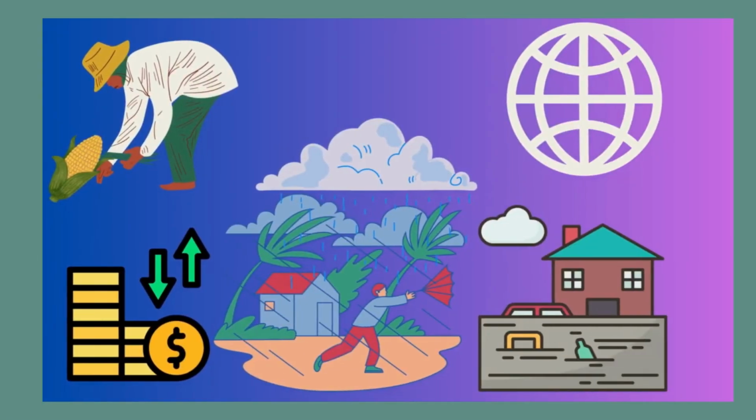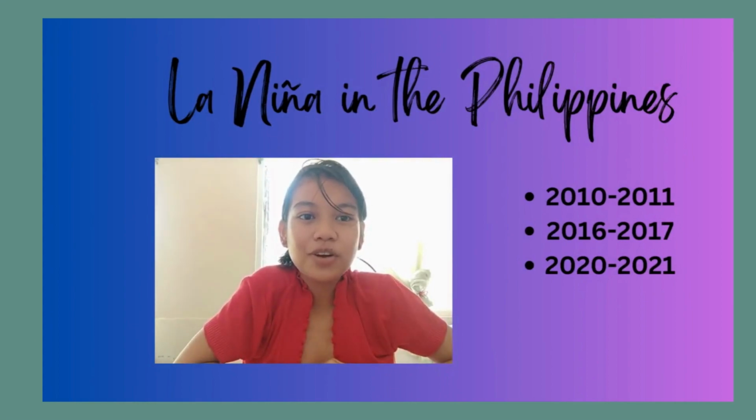The northern and central regions of the Philippines were particularly affected by the La Niña-induced rainfall. These weather disturbances caused widespread flooding, infrastructure damage, and displacement of communities. The agricultural sector also felt the effects of La Niña, with some crops being adversely affected by excessive rainfall, leading to reduced harvests and losses for farmers. And that is all for our La Niña events in the Philippines.